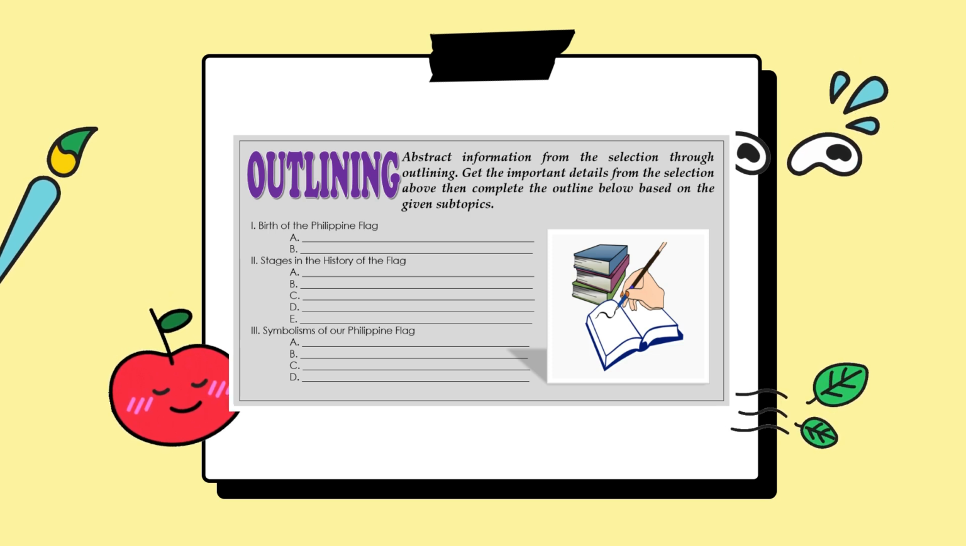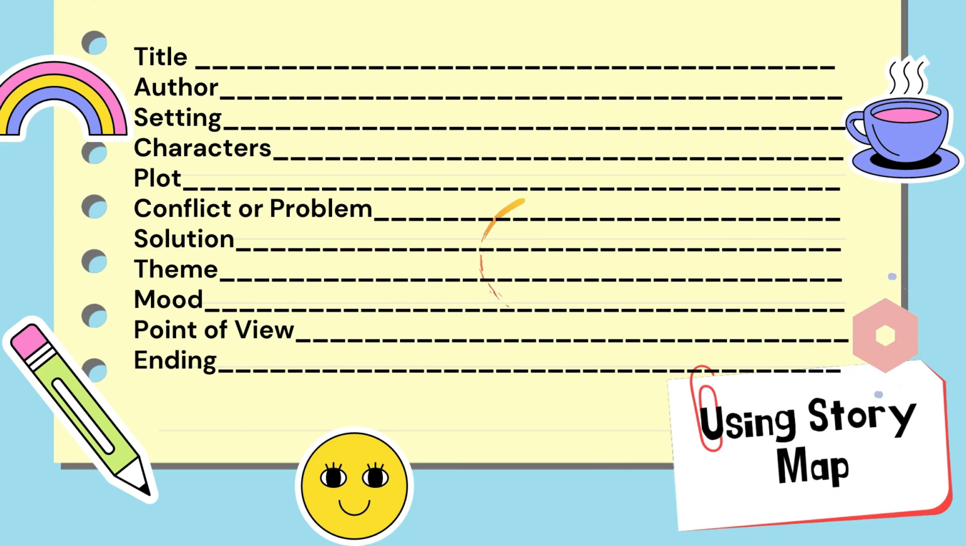Next, maybe with the use of the story map. It's also simple. You just have to fill in the title, the author, the setting, or the different elements of the story after reading the story of the Philippine flag. So you have to indicate here and then submit in our Google Classroom.